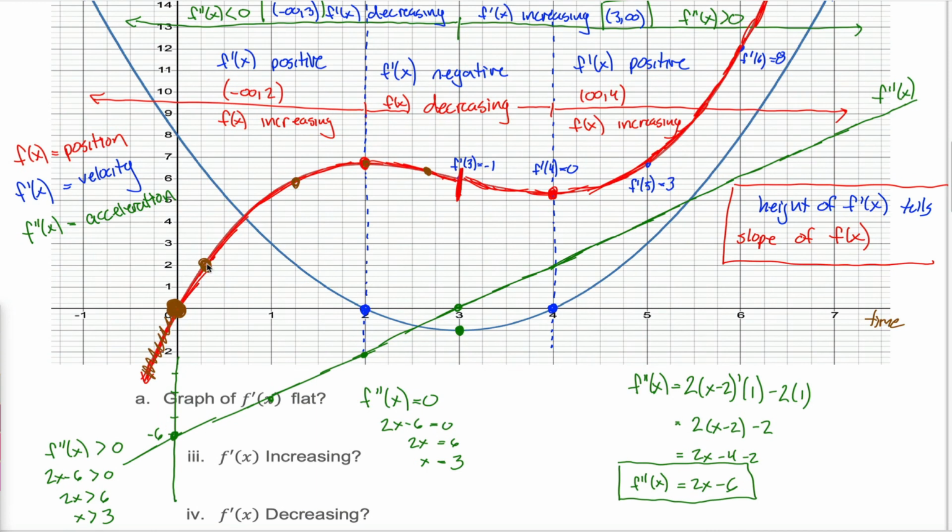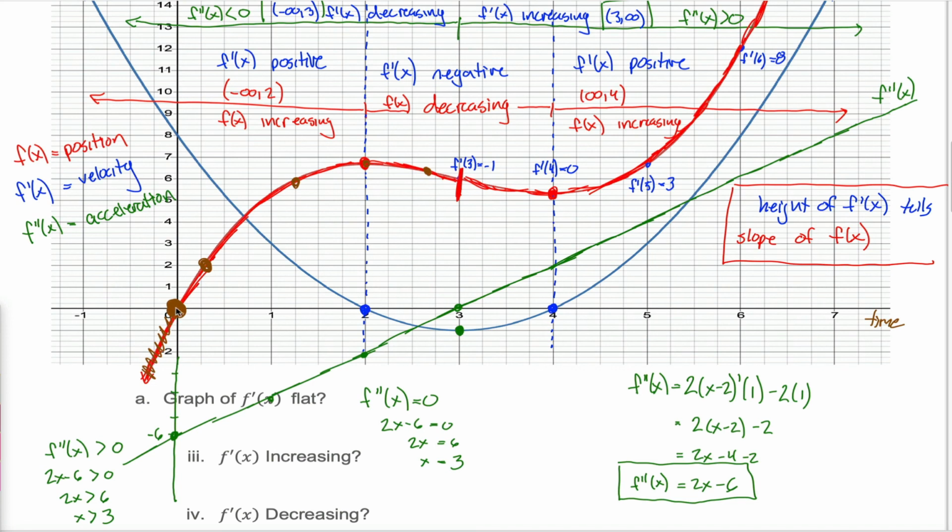At this point right here, my dog's velocity is positive, meaning my dog's running away from me. The distance between us is increasing. But my dog's acceleration is negative. He's going from running away from me to walking away from me. The speed at which our position is changing is decreasing.